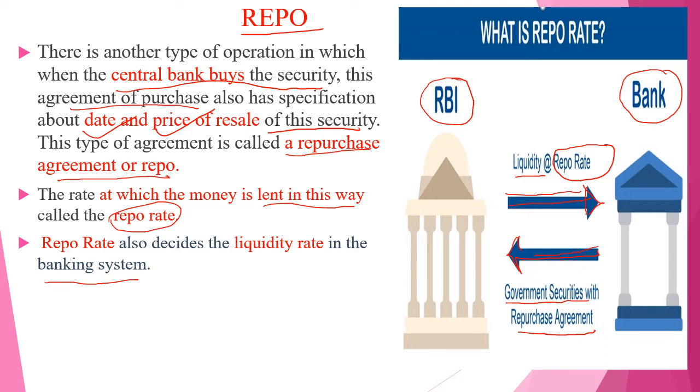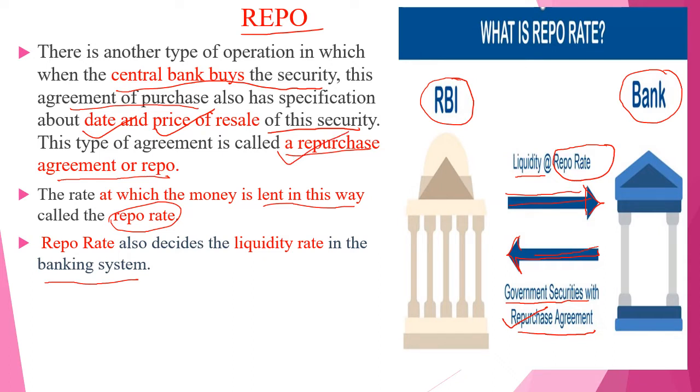Here it is written as government securities with the repurchase agreement. In that repurchase agreement there is a specification about the date and price of resale of this security. That is, the resale of this security. That is why this is called a repurchase agreement.